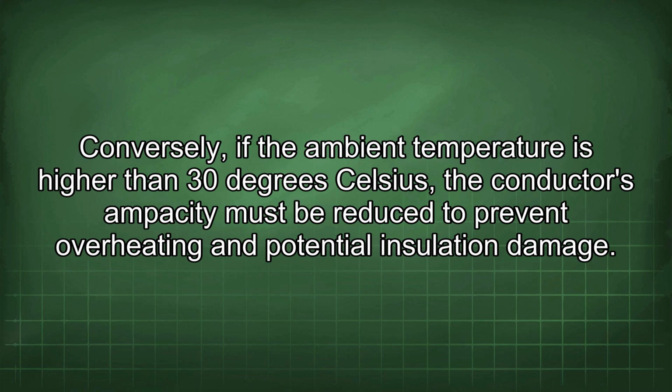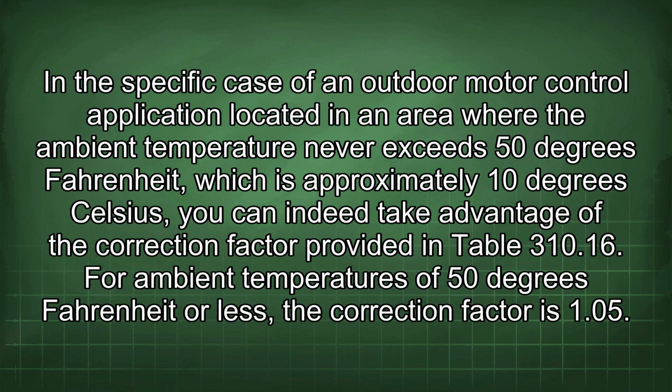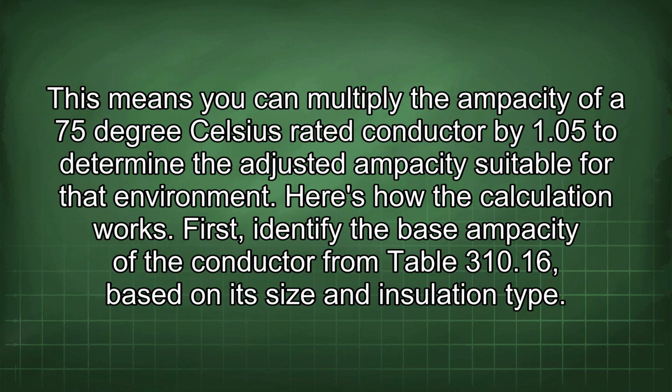and potential insulation damage. In the specific case of an outdoor motor control application located in an area where the ambient temperature never exceeds 50 degrees Fahrenheit, which is approximately 10 degrees Celsius, you can indeed take advantage of the correction factor provided in Table 310.16. For ambient temperatures of 50 degrees Fahrenheit or less, the correction factor is 1.5. This means you can multiply the ampacity of a 75 degrees Celsius rated conductor by 1.5 to determine the adjusted ampacity suitable for that environment.